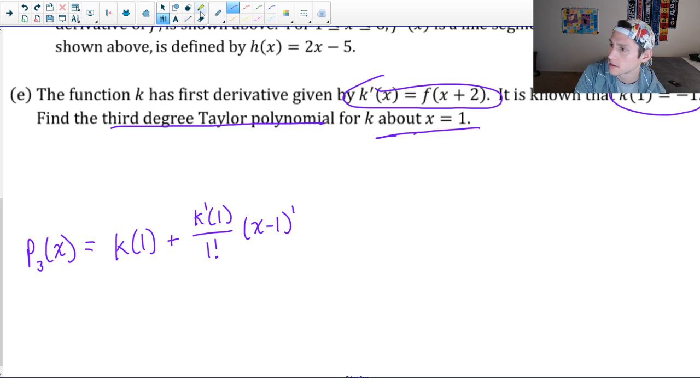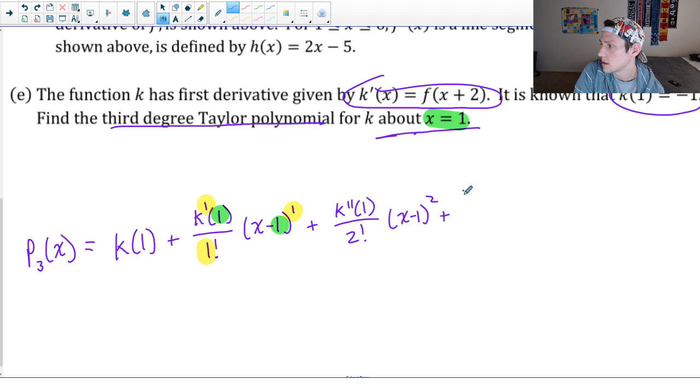Now there's a lot of 1's here, but remember, what is the pattern coming from? These are the ones that are the same because of the pattern, because of the equation. This 1 comes from it being centered around 1. All right, those are different 1's. Plus k double prime of 1 over 2 factorial times x minus 1 squared, and then plus k triple prime of 1 over 3 factorial times x minus 1 cubed.